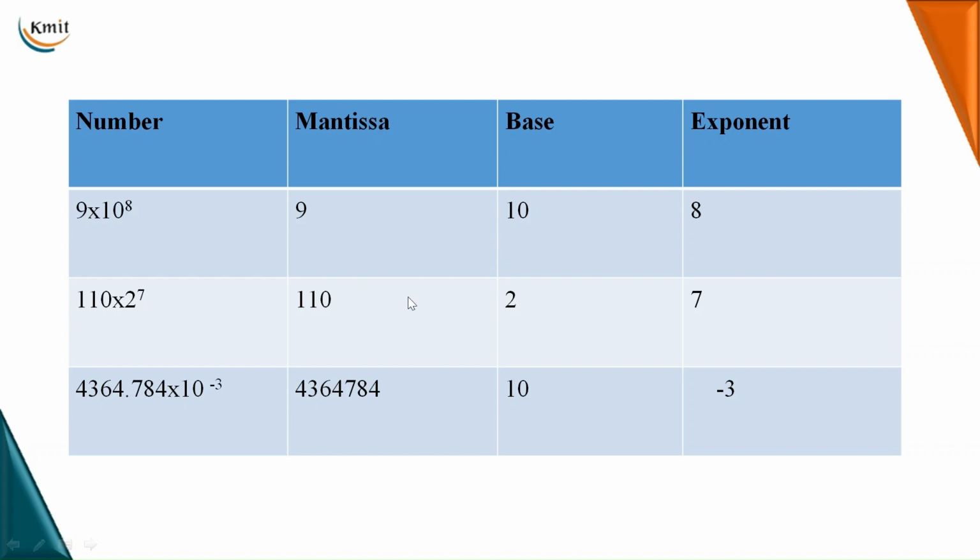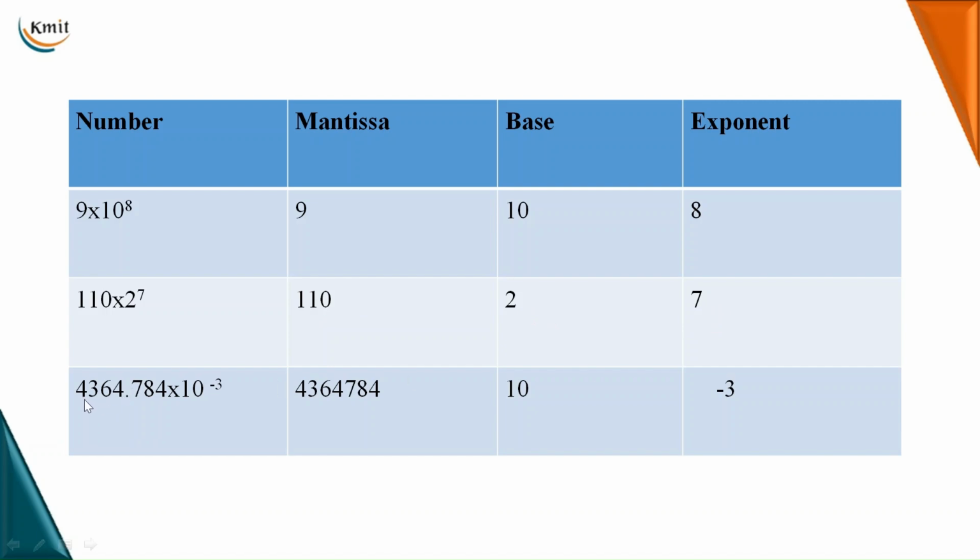So let's see an example of a floating point representation. If you consider 9 into 10 to the power of 8, 9 is your mantissa part of your data, 10 is your base or radix, and 8 represents your exponent. Similarly, if you consider 110 into 2 to the power of 7, since this is in binary form, we are representing it to the base of 2. So the mantissa is 110, the base is 2 and the exponent is 7.